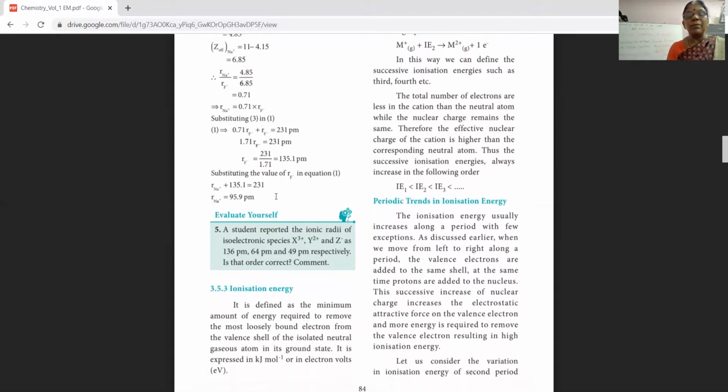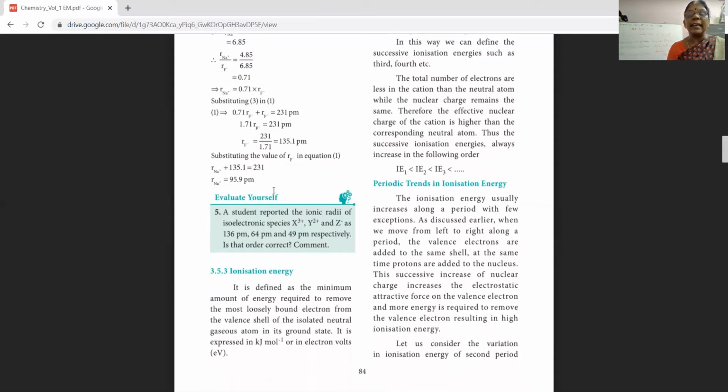The total number of electrons is less in the cation than in the neutral atom, while the nuclear charge remains the same. Therefore, the effective nuclear charge of the cation is higher than the corresponding neutral atom. Thus, the successive ionization energies always increase in the following order. That is, IE1 is less than IE2, which is less than IE3, like that.